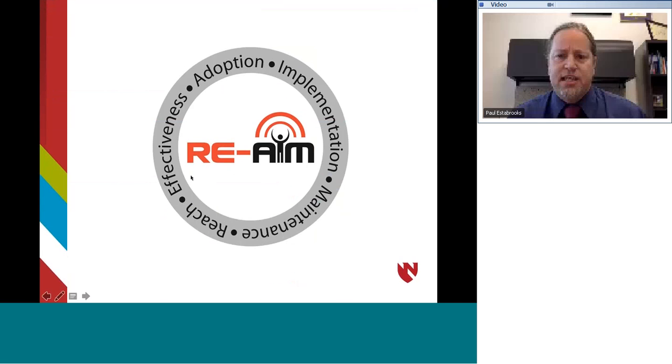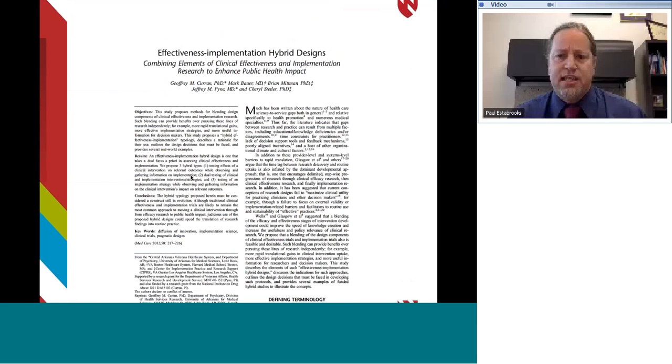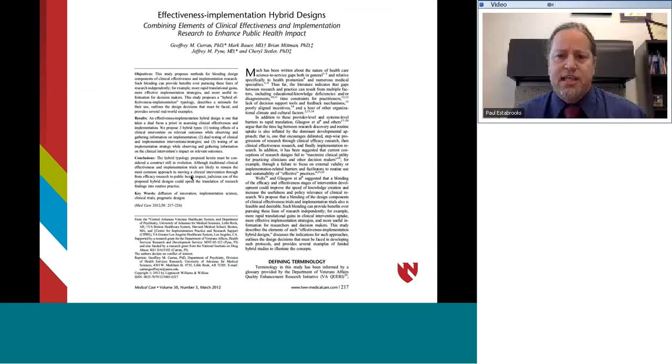I'm not going to give a whole bunch of background today on REAIM. I'm going to assume that most folks on here have a good sense of what the REAIM framework is. You can see each of the dimensions up there on the snappy logo that we created a few years ago. What I wanted to focus on was this idea of the effectiveness implementation hybrid designs.